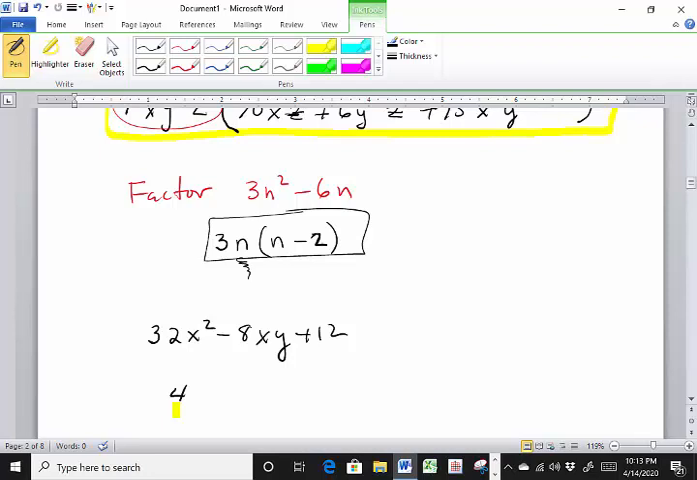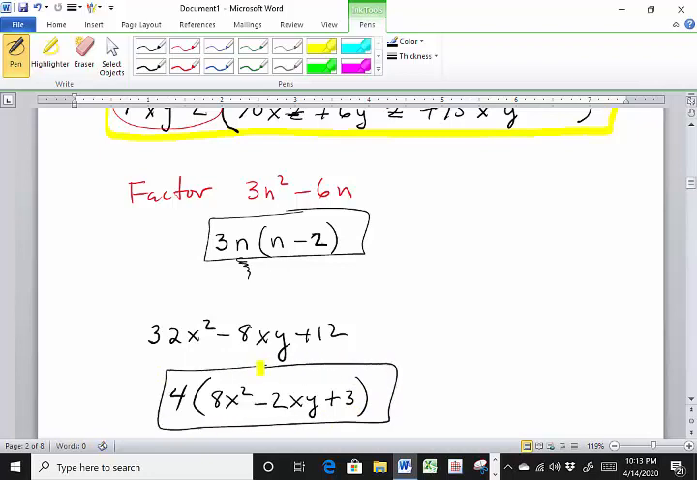And then what about your variables? Well, do you see an x in each one of these terms? No. Do you see a y in each one of these terms? No. So it's just going to be 4 is the GCF. So it's 4 times what gives me 32? Well, that's 8. So 8x squared. And then 4 times what gives me minus 8? So that's minus 2. And then we have our x and y. And then 4 times what gives me 12? That's just 3. Okay? So this is factored.